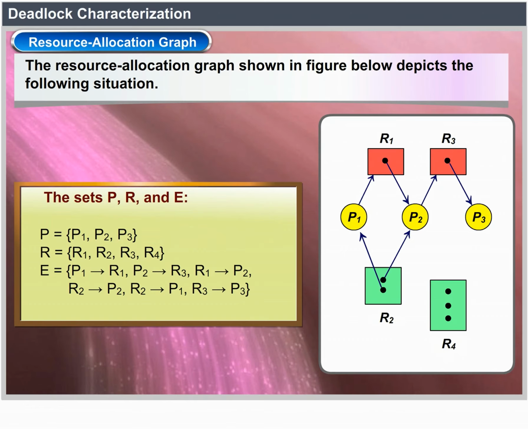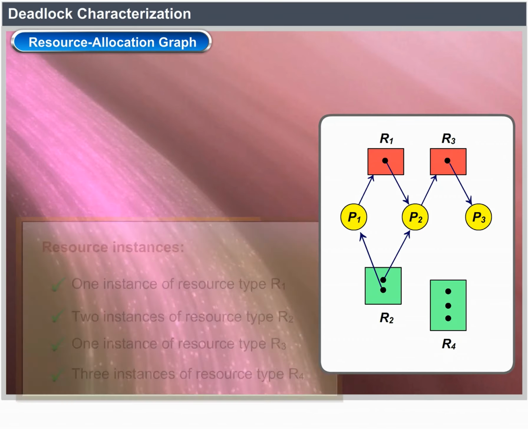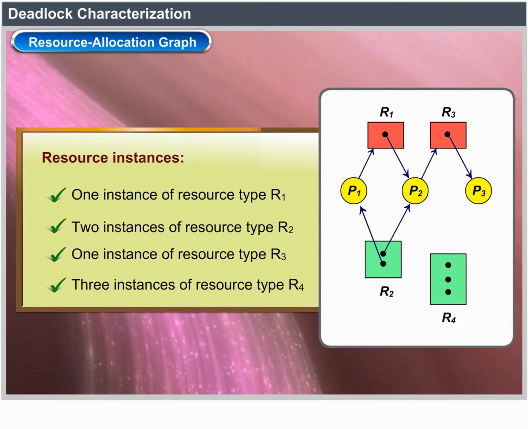E equals {P1 → R1, P2 → R3, R1 → P2, R2 → P2, R2 → P1, and R3 → P3}. Resource instances: one instance of resource type R1, two instances of resource type R2, one instance of resource type R3, three instances of resource type R4.